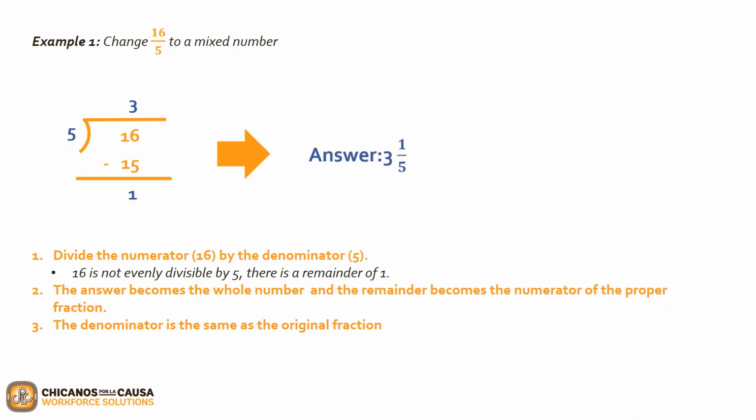Now, in order to change this to a mixed number, the answer becomes the whole number and the remainder becomes the numerator of the proper fraction. The denominator, however, is going to stay the same as the original fraction. So what this is going to give us is a final answer of 3 and 1/5. Again, the answer to the division problem, which is 3, is going to be the whole number. The remainder is the numerator, and the denominator will be the same denominator as the original fraction.